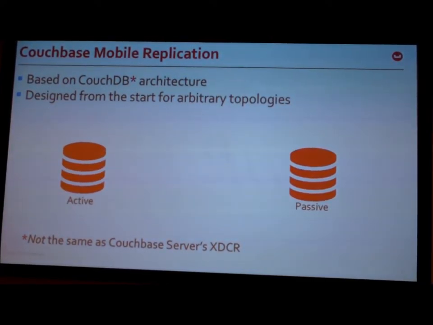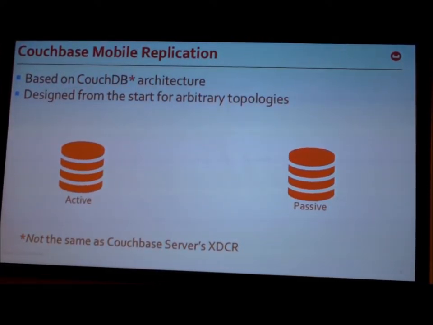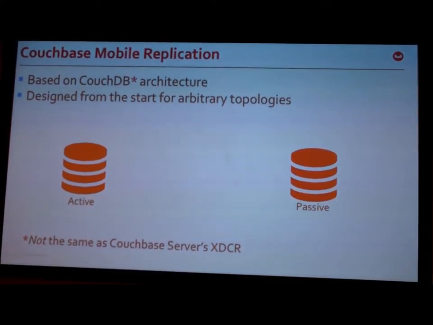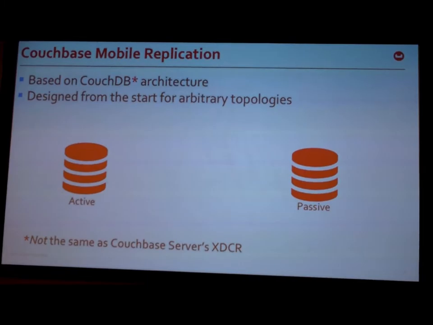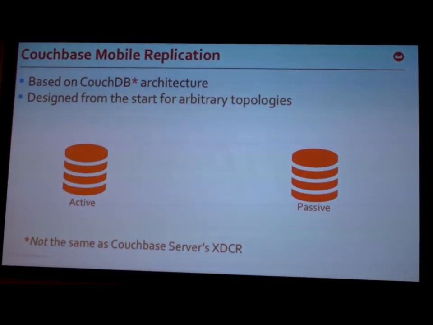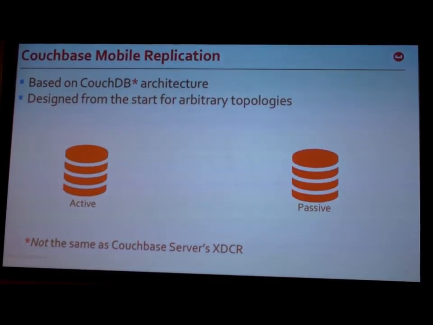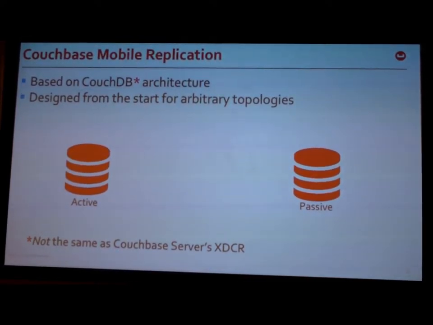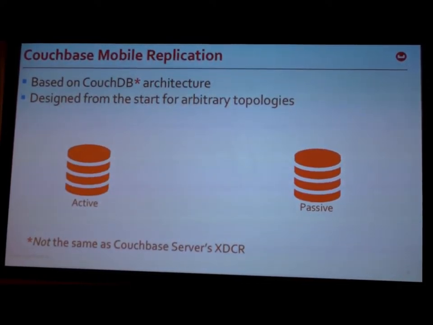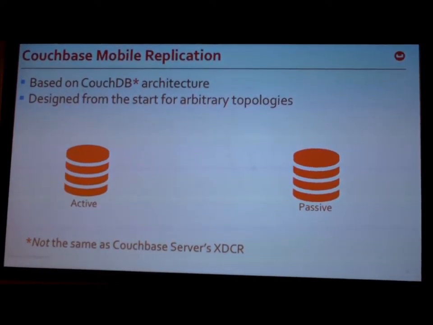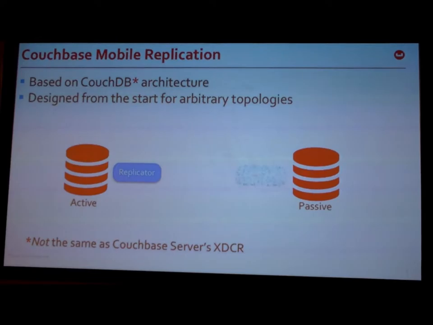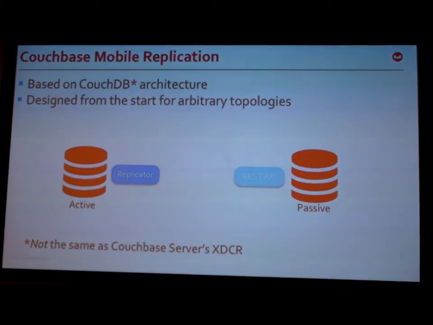Peer-to-peer with Couchbase. Couchbase Mobile is built on the CouchDB architecture, and so that allows us to do things like provisioning, multi-master replication, that sort of thing. But it's also designed, because it comes from CouchDB, for arbitrary topologies. That means I can have pretty much any kind of approach to topology, like the hybrid approach, for instance, or I could just have a mesh network, things like that.